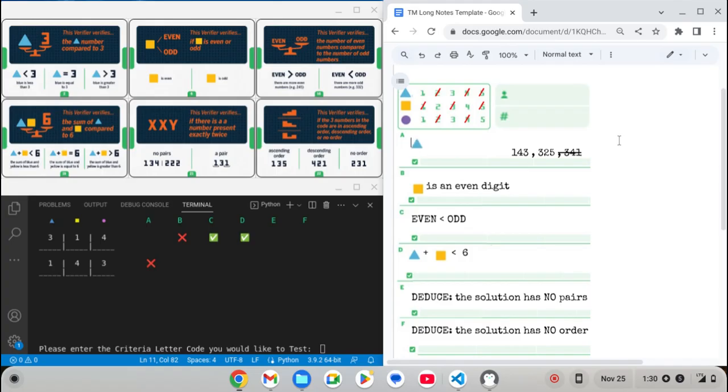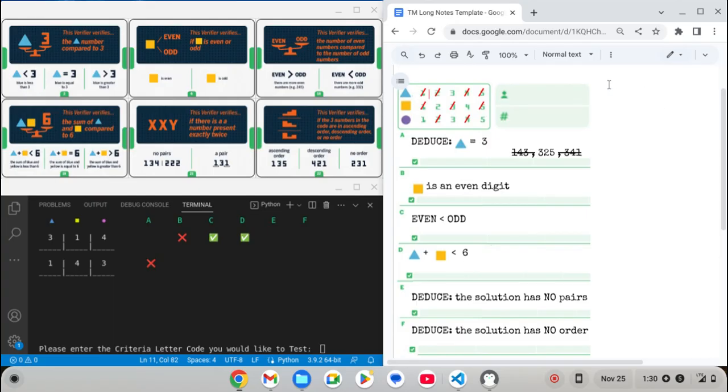So let's go ahead and type that up. So I'm going to say, that's true, I was going to say deduce that triangle is equal to 3. And so that means that 1, 4, 3 is not correct. It looks like our solution should be 3, 2, 5. So let's go ahead and cross out the 1 in triangle.